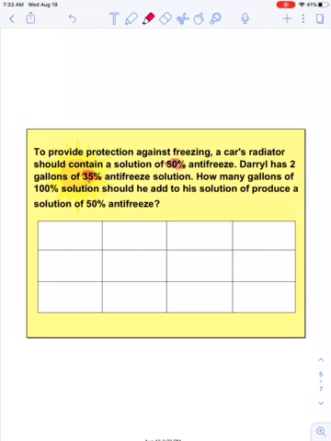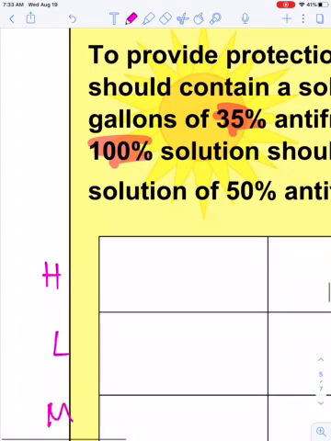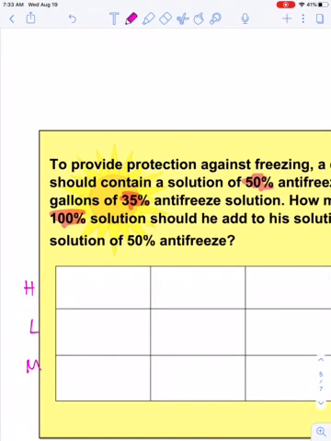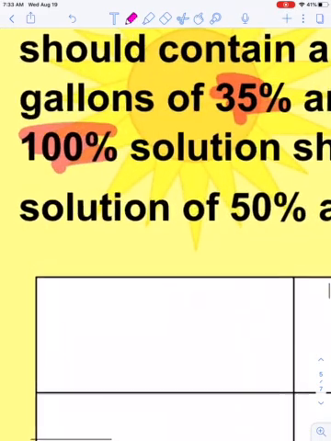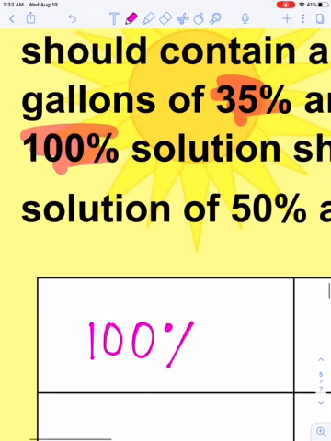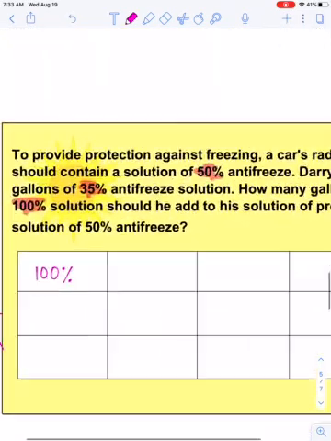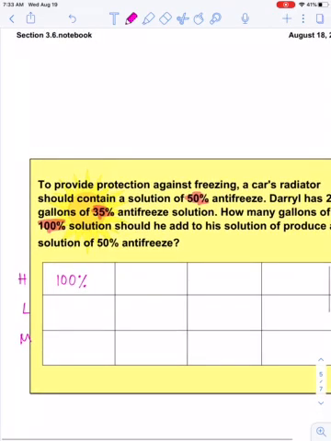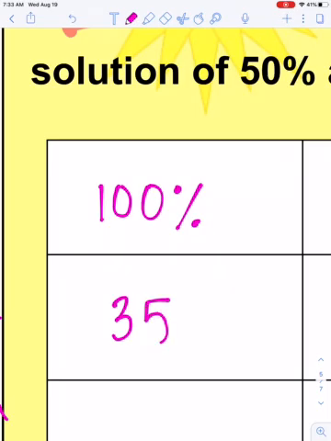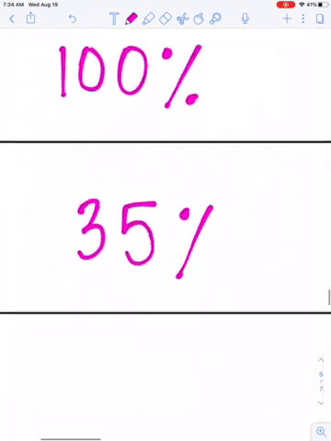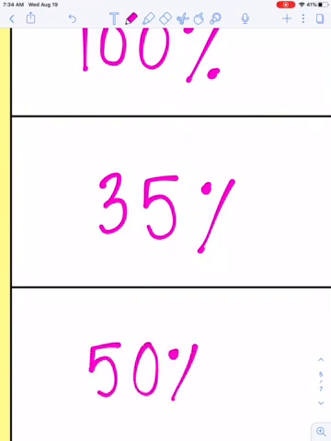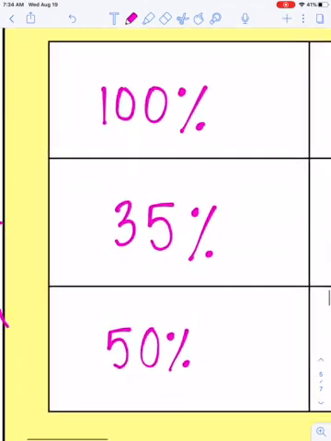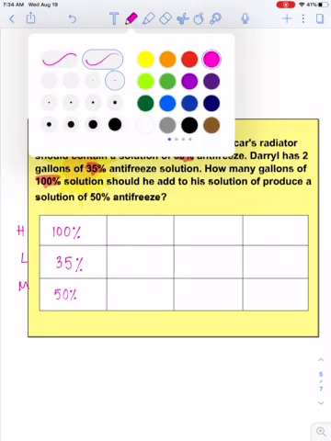One more. Highlight your percentages first. See a percent, I'm going to highlight it. Remember, highest, lowest, middle. So of those 3 percentages, what's my highest? It's 100%, so that has to go in the first one. It's pure antifreeze. Okay, the lowest of those three numbers is 35, so I have to put 35. And then the one in the middle is 50. This is not hard, but a lot of people want to go in order. You can't do that. You have to mix the highest with the lowest and then end up somewhere in between. So make sure you always do highest, lowest, and then the middle.